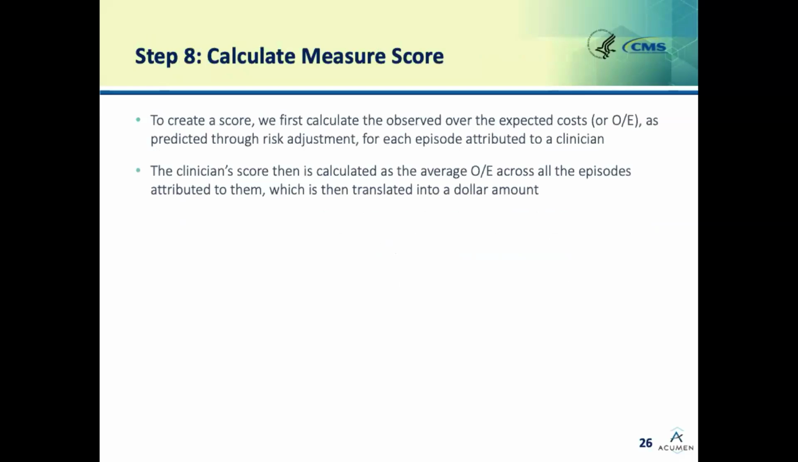Finally, we take the observed over expected cost of each episode and then average that across all episodes attributed to a clinician to generate the measure score. This is a weighted average to take into account longer episodes. We then multiply this weighted average across the ratio by the national average observed episode cost to generate a dollar figure. Next slide, please.